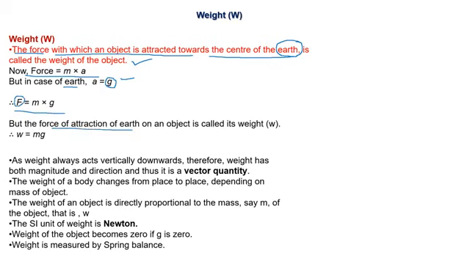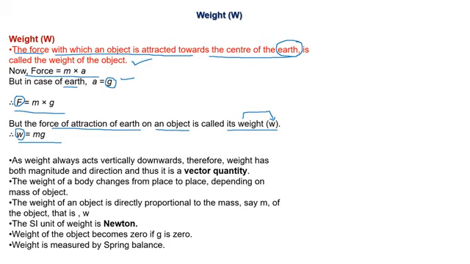The force of attraction of earth on an object is called weight. It should be written as small w, children. You have to note this, okay? Not capital W. Capital W stands for watt, but small w stands for weight. So whenever you are writing, make sure that you write small w. The lowercase w represents weight. Now w = m × g, mass into acceleration due to gravity.